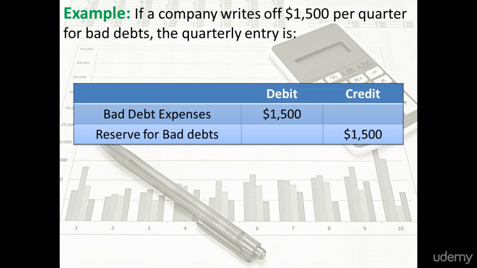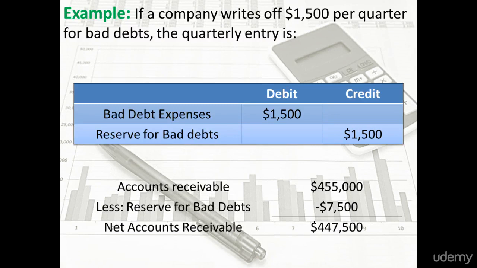In the assets section of the balance sheet, the bad debt reserve reduces the value of the accounts receivable account. If a company has been putting aside a reserve of $1,500 per quarter for the past 5 quarters and current accounts receivable are $455,000, the status of these accounts looks like this. The company has recognized $1,500 each quarter rather than having a future bad debts expense hit the books all at once. This makes the reporting more orderly and consistent.